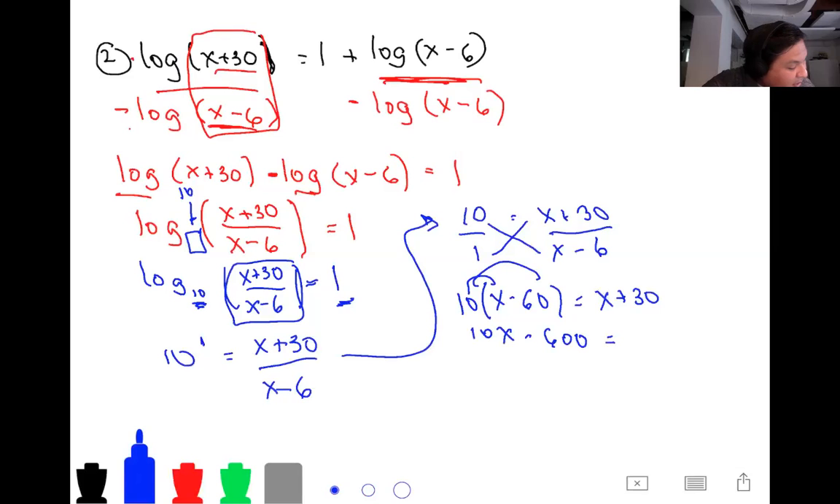Oh, I'm sorry. Why was that 60? I was too fast. It's only x minus 6. So this is only 10x minus 60 is equal to x plus 30.